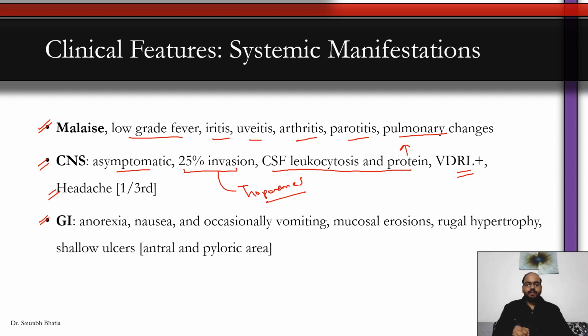In the gastrointestinal system, you have anorexia, nausea, occasional vomiting, mucosal erosions have been described, rugal hypertrophy can be seen in the stomach.